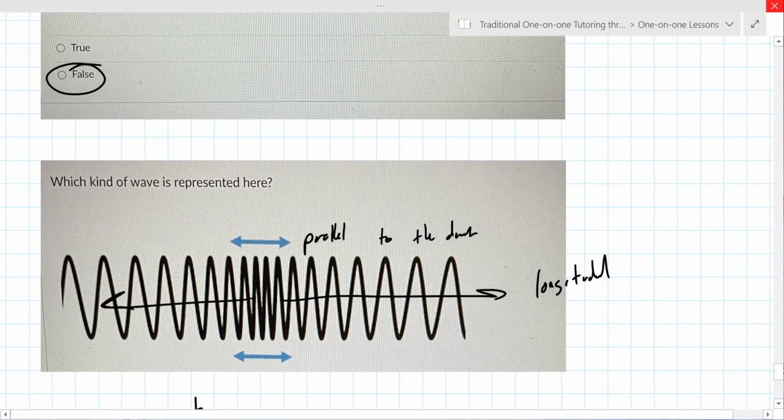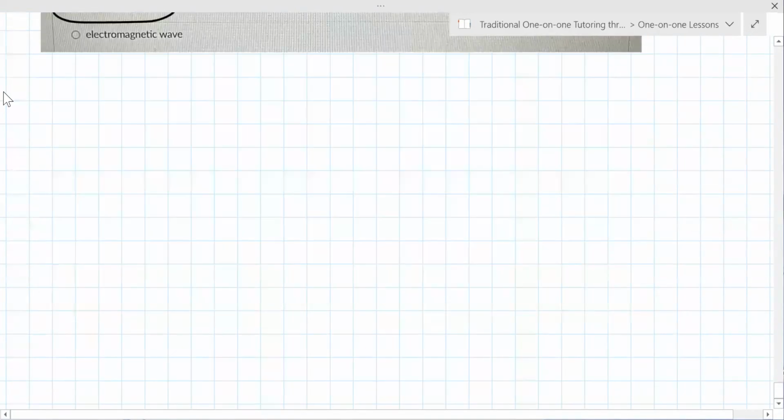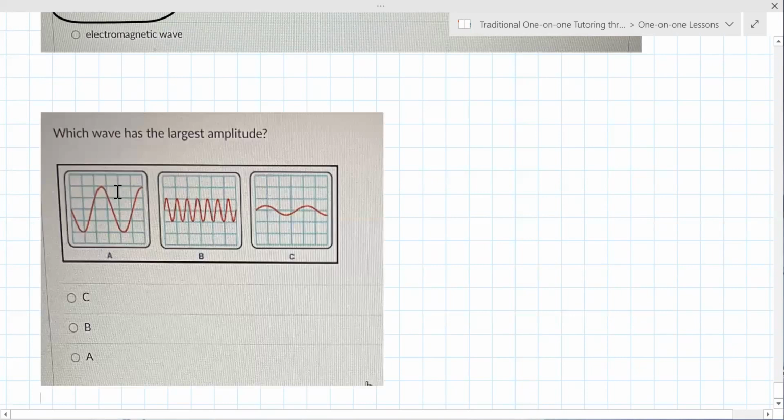Let's see here. So the next question. Which wave has the largest amplitude? So we're just looking for the biggest difference from the max to the min. We could cut it in half. Basically, it's the tallest wave. That looks like A. A is the largest because it's got the biggest top to bottom, or you can cut in half.